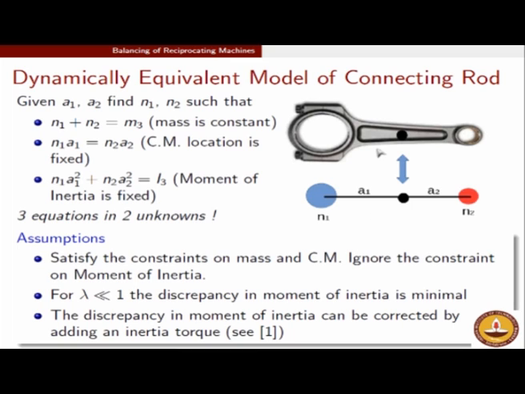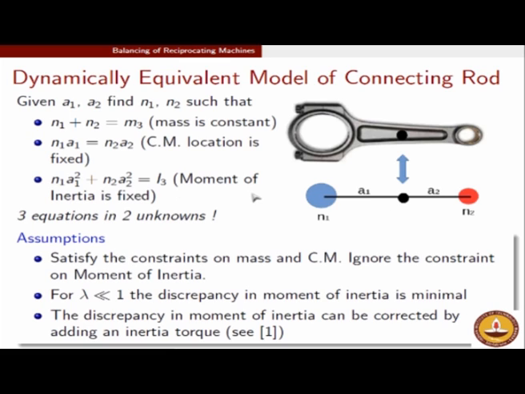We want the mass to be constant, that means whatever is the mass of our connecting rod, which was M3 as per the symbols used in the earlier slide, this M3 has got to be equal to N1 plus N2. Similarly, since the center of mass has got to be in the same position, if this point has to be the center of mass, we must have N1 times A1 equals N2 times A2, as per this criterion that the location of the center of mass should be unchanged between the actual connecting rod and the simplified connecting rod.